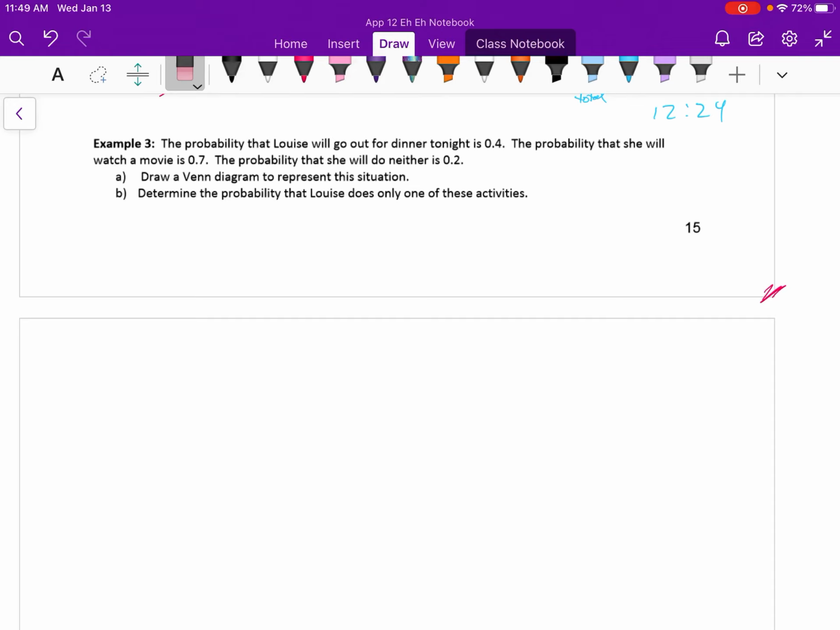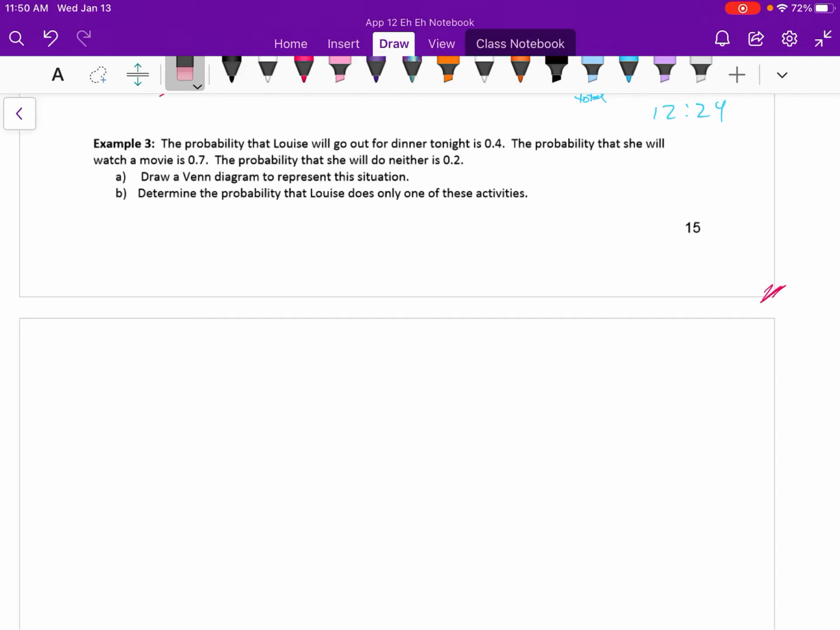Let's go for our third example of mutually exclusive and non-mutually exclusive events. The probability that Louise will go out for dinner is 0.4. The probability that she will watch a movie is 0.7. The probability that she will do neither is 0.2. Now, I'm going to say that there is a possibility that she does both: she can go out to dinner and she can go out to a movie.